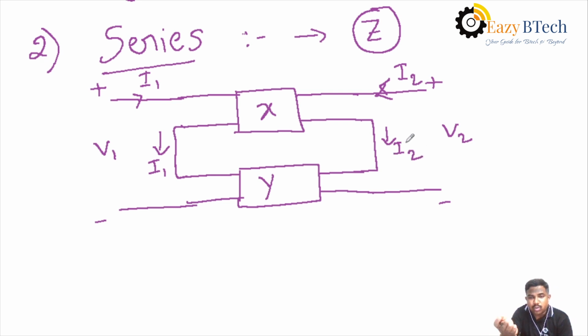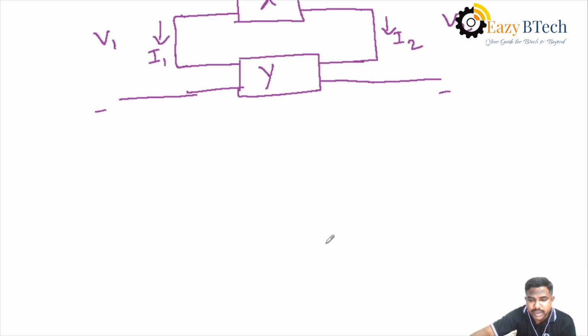That means both networks have the same input current I1 and the same output current I2. So that is called the series connection. If the two networks are joined in series connection, then how do we find out the Z parameters of the complete interconnected series network?